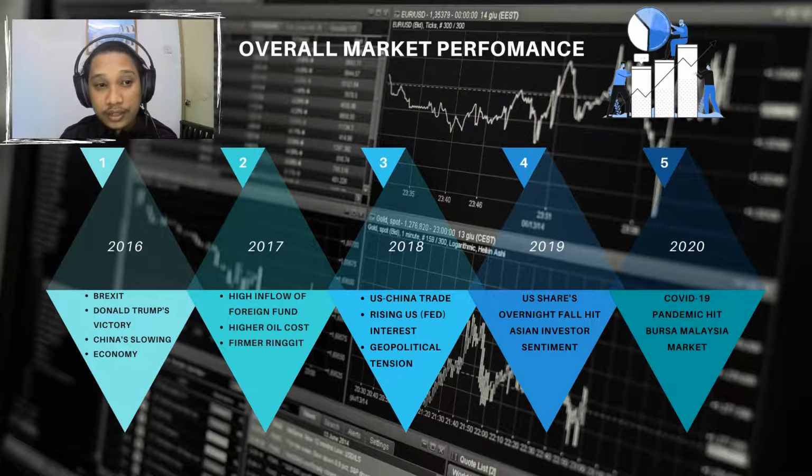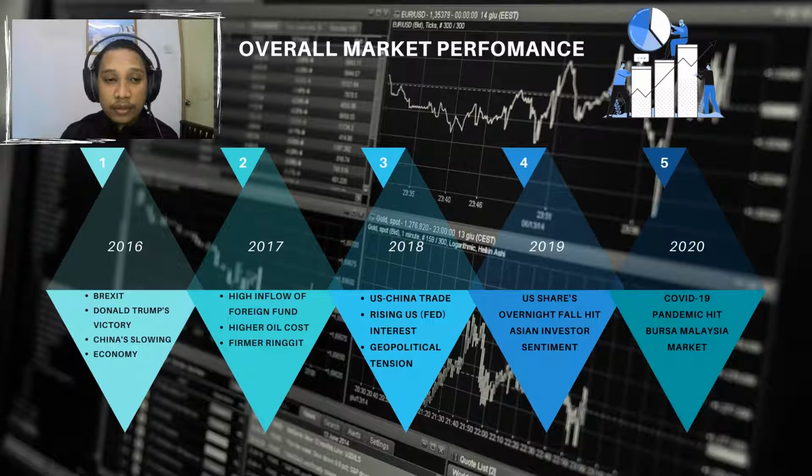Now we're going into the discussion part, where we're going to discuss the overall market performance from the year 2016 until the year 2020. So let's jump into the year 2016. The local stock exchange was tipped at 1,792.51 points for a brighter 2016. However, it lost its momentum to end the year more than 50 points or 3.56% below the 2015 mark due to the global uncertainty.